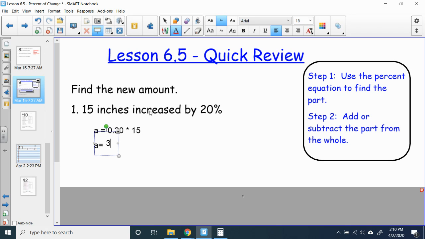Then, since it's an increase, I have to add that on to what the whole was originally. Originally it was 15. So 15 plus 3 gives me a total of 18 inches. So that was the first type of problem that we did last week.